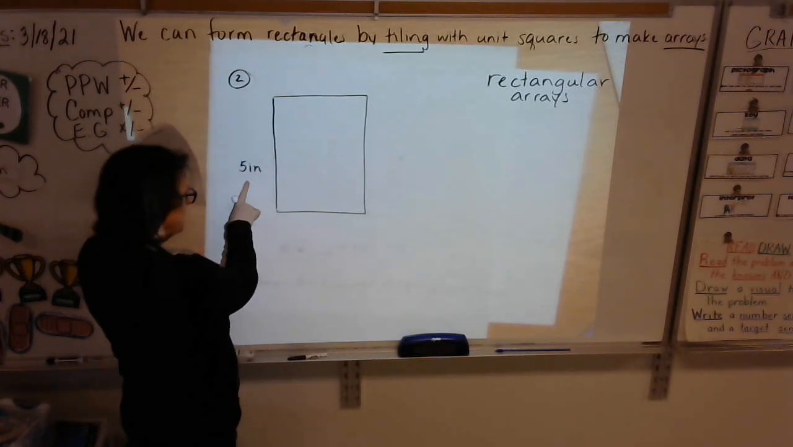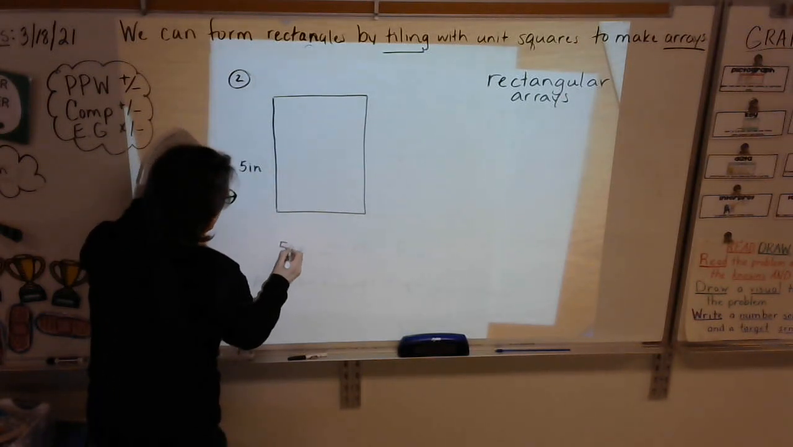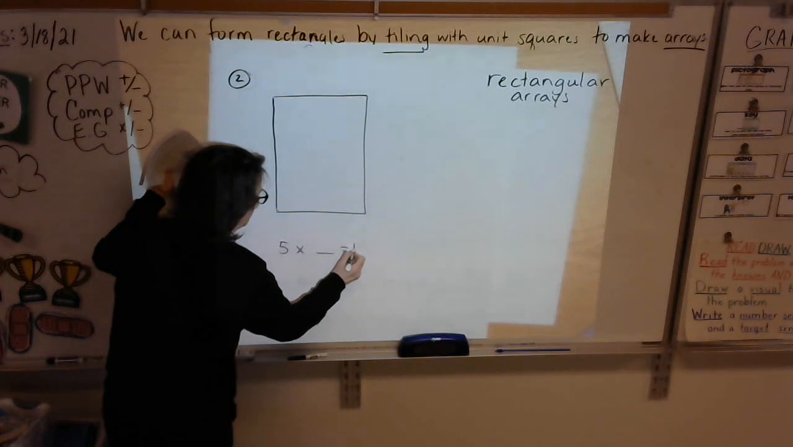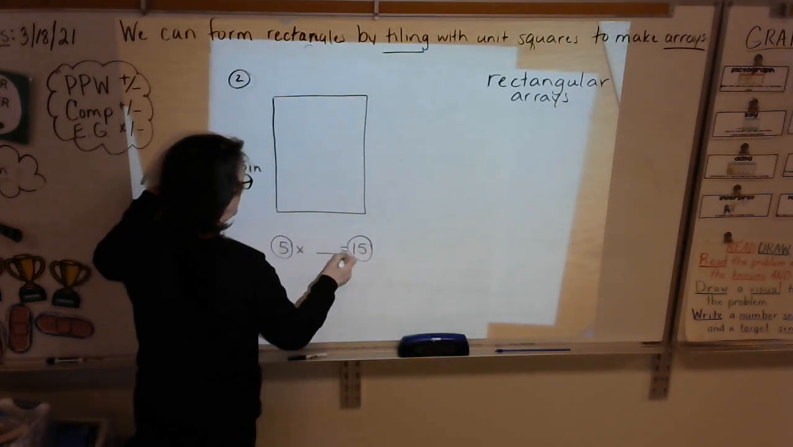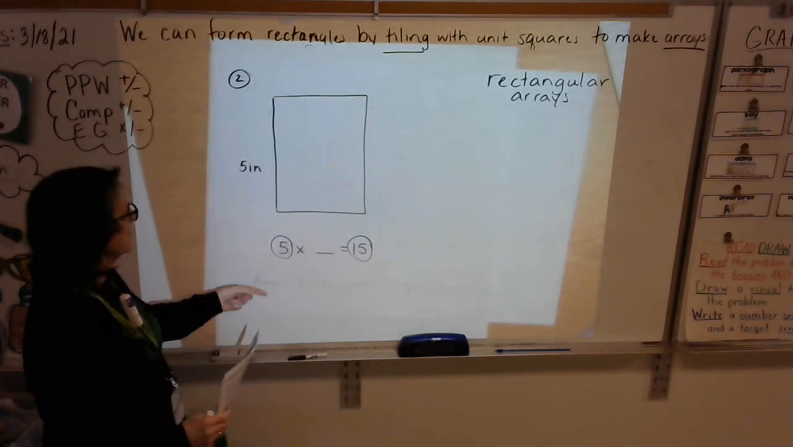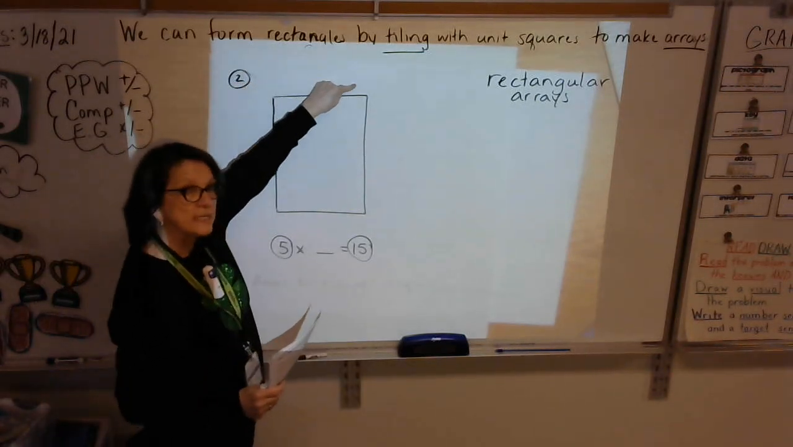We do know this side is 5 inches. And you will see that you have a number sentence, 5 times what equals 15. So these are our knowns. We know 5, and we know 15, and we have to figure out our unknown. Our unknown will give us this side length.